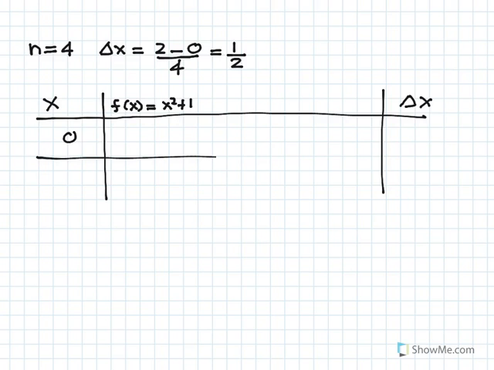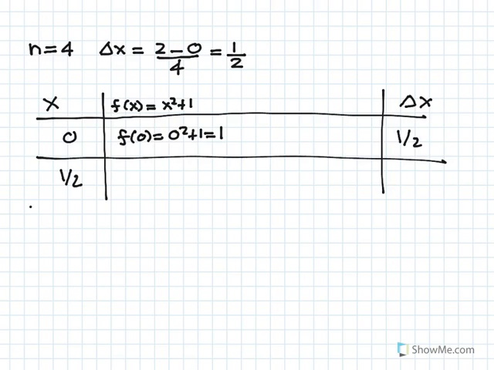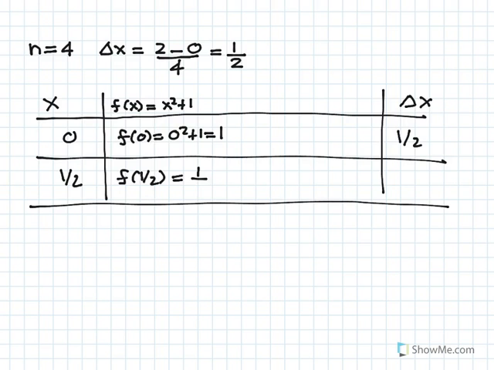x is 0. f of 0 is equal to 0 squared plus 1. That's equal to 1. And the width is 1/2. When x is 1/2, f of 1/2, plug in 1/2 for the function. That's 1/2 squared plus 1. That's equal to 5/4. Change that into a decimal. That's 1.25. And the width, again, is 1/2.